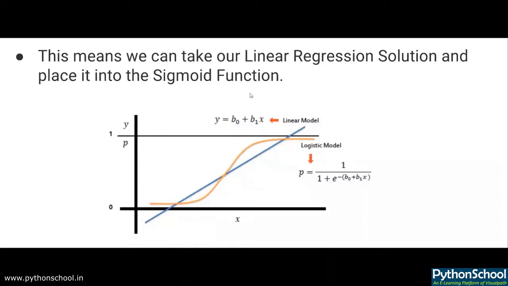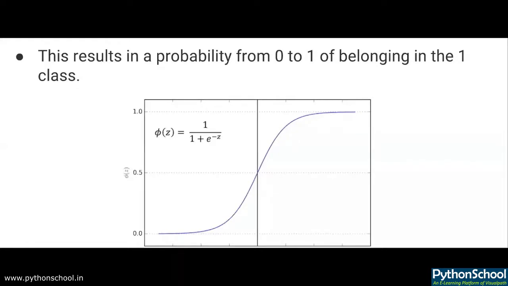So here if you see, the linear model is this blue line, which is the regression line, and the logistic model is between 0 and 1, given as p. So this is how we transform our linear regression into a logistic model. The basic premise here is that this results in a probability from 0 to 1 of belonging to the 1 class.